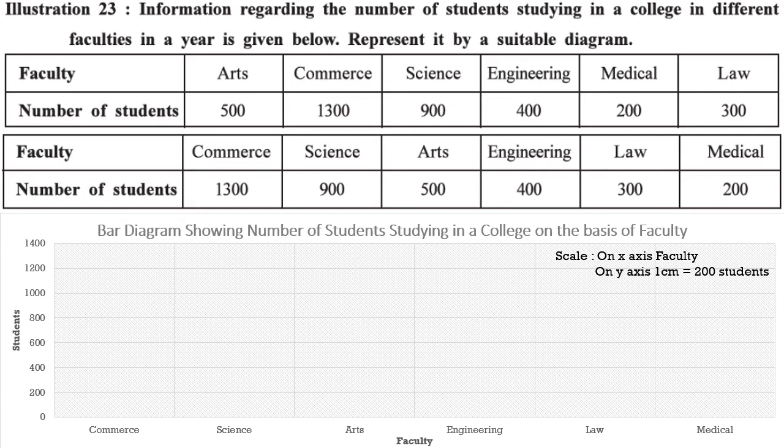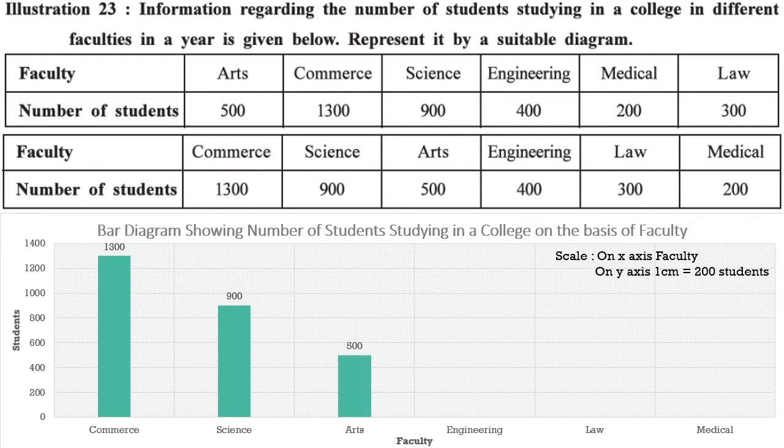Now the first value, that is commerce, is 1300. So the first bar will be at a height of 1300, which is in the middle of 1200 and 1400. Next is science, which will be between 800 and 1000, that is 900. Next is arts, that is 500, between 400 and 600. Then engineering is exactly 400, then law is 300, between 200 and 400, and then medical is exactly 200.